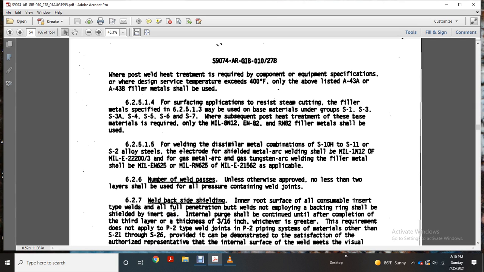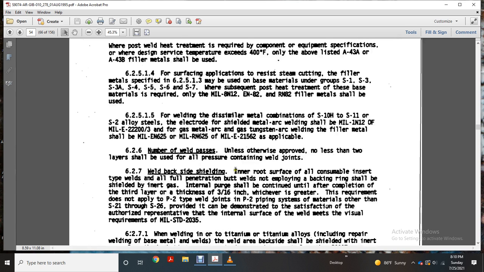6251-F15 for welding dissimilar metal combinations, the S10H and the S11 or S2 alloy steels. Electrode shielded metal arc welding of the MIL-1 and 12 of the MIL, E22003. Gas metal arc and gas tungsten arc with filler metal materials of the MIL-EN625, MIL-RN625, MIL-E2156 are applicable.